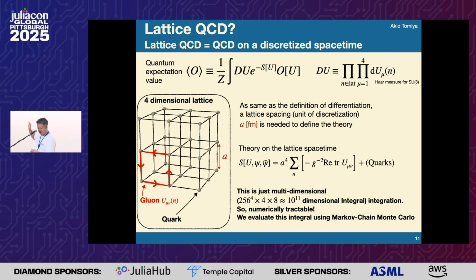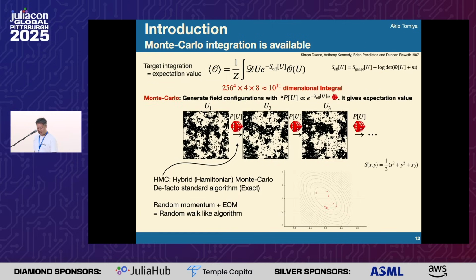And this is a sketch of what lattice QCD actually is. The integral on the top is the quantum expectation value, and this is nothing but a multidimensional integral. The size is 10 to the 11. So that is hard to integrate by hand, but the computer can do that. And we evaluate this numerical integration using Markov chain Monte Carlo.